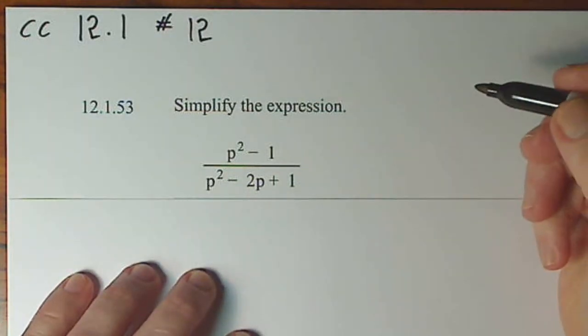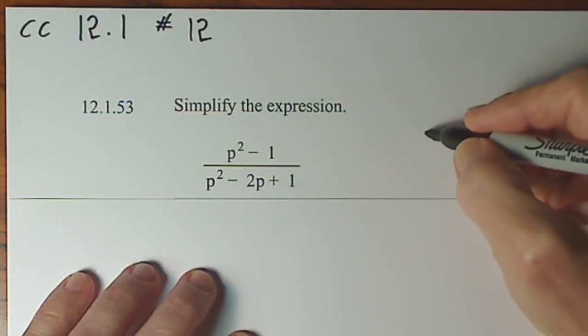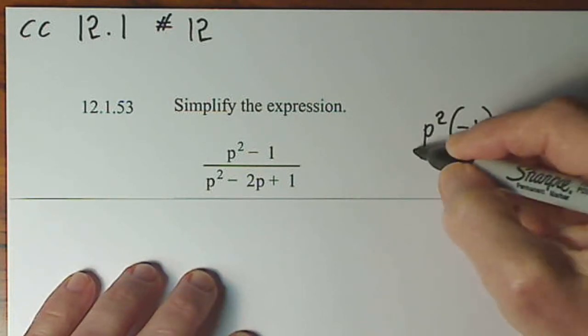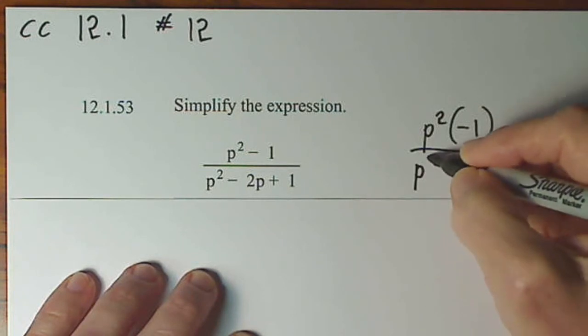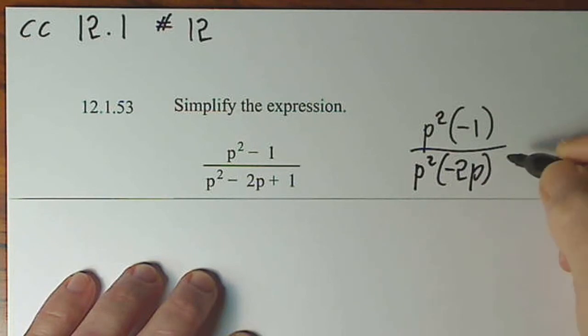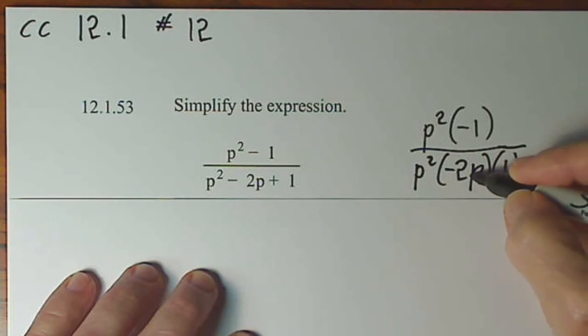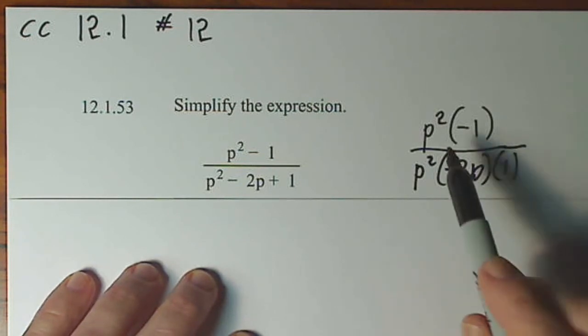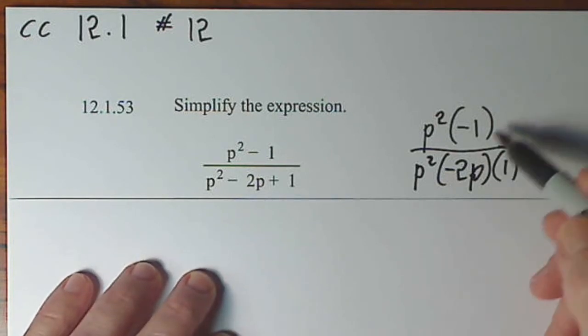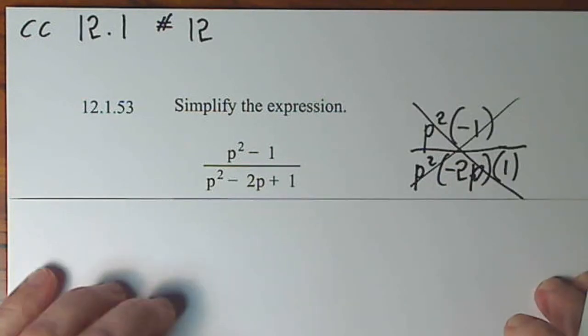To underscore that point, if you were given simply p squared times -1 over p squared times -2p times a 1. Doesn't make much sense looking at it really, but notice here everything's being multiplied. Here you would be able to cancel. P squareds would cancel. Well, that would be it. But this is not what we're given, so I'm not going to worry about that.